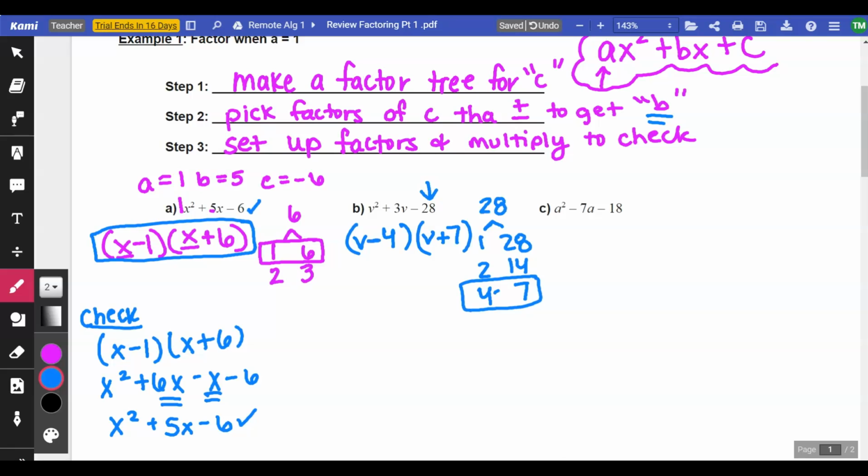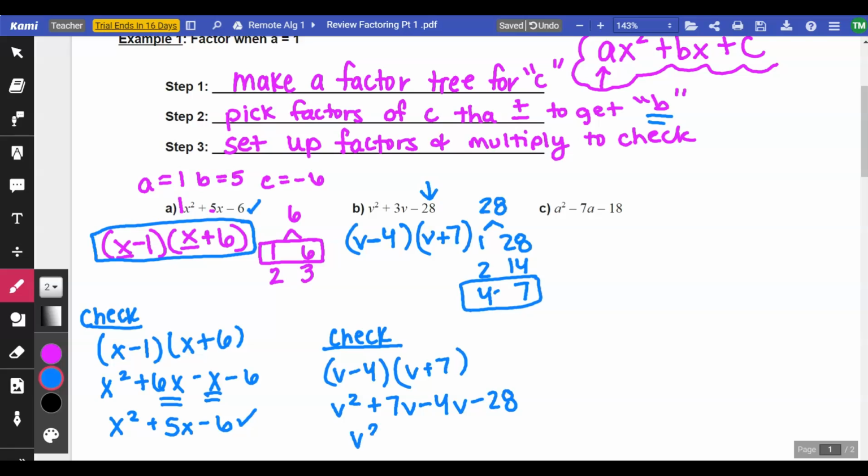So let's make sure that this is correct before we turn it in as our final answer. v times v is v squared. v times 7 is 7v. Negative 4 times v is negative 4v. Negative 4 times 7 is negative 28. Combine your like terms. 7v minus 4v is 3v, minus 28. And that checks out. Matches what we started with. So that tells me that this is, in fact, the factored form of v squared plus 3v minus 28.